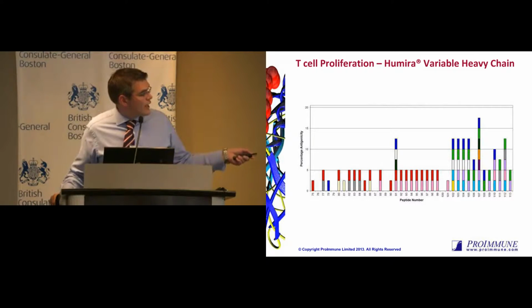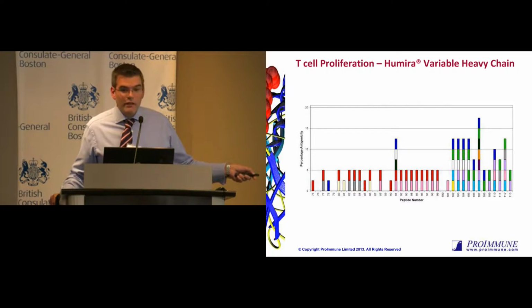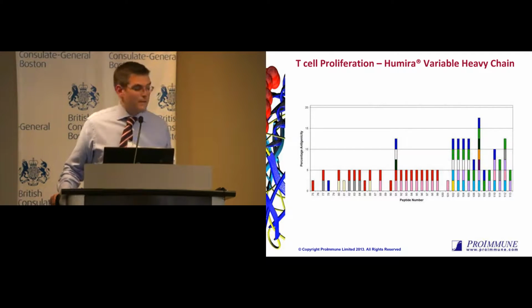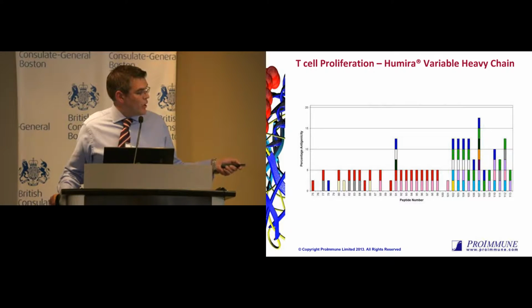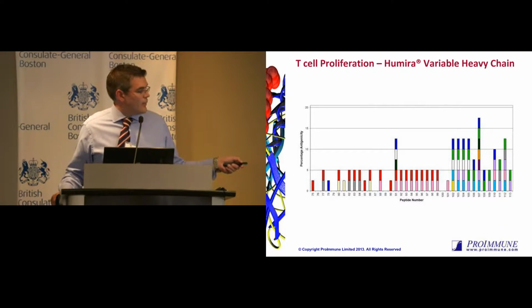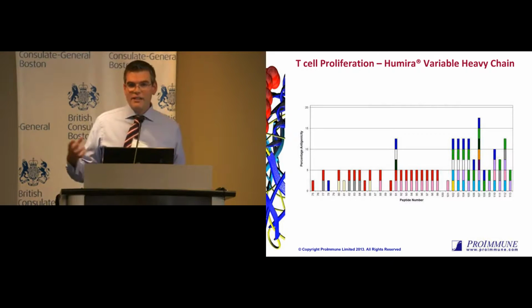So this is the data where we're looking at the percentage antigenicity on the y-axis and all the different peptides on the x-axis. This is looking at Humira variable domain, and all the individual peptides are along the x-axis. The percentage antigenicity is the percentage of donors that have responded significantly to a particular peptide. So this red bar means that one donor, which is 2.5%, one donor out of 40, has responded significantly to this peptide 75. The colours are consistent, so each different colour is a different donor.